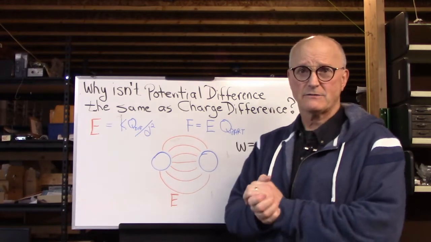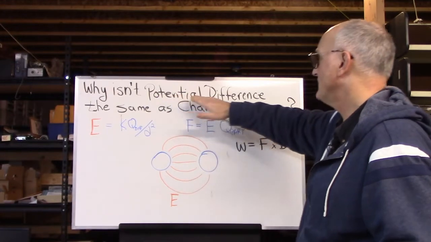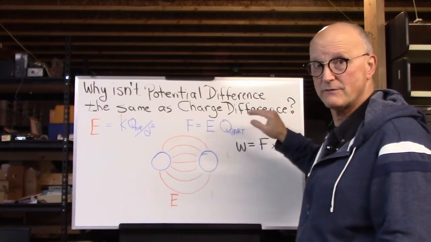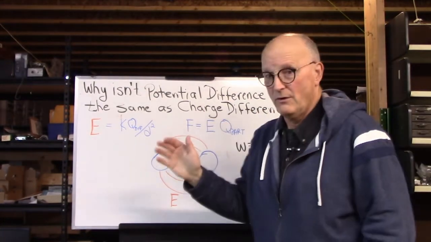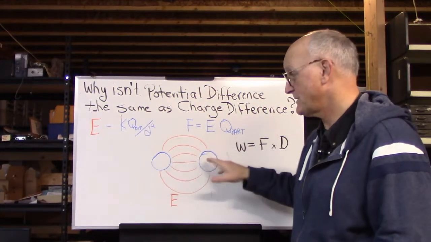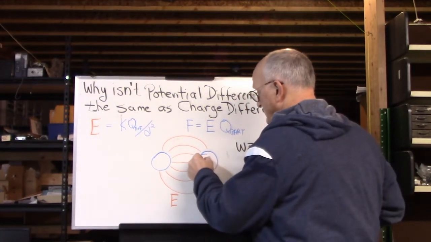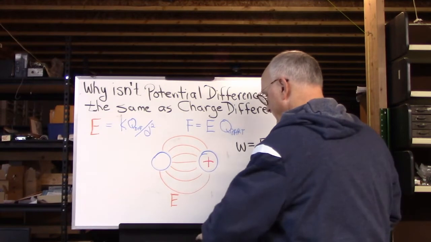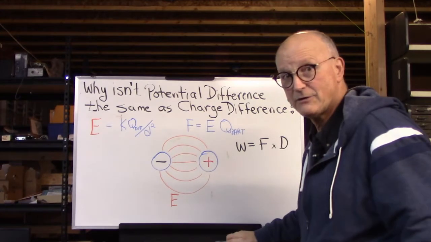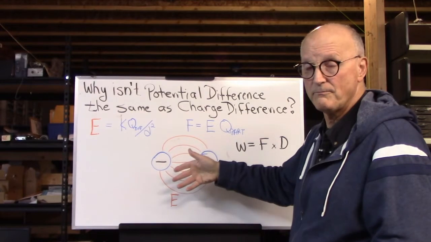All right, here's the extra credit homework. Why isn't potential difference the same as charge difference? Well, remember, you have two objects that have a difference in charge. One becomes positively charged relative to the other one. And an electric field is then between these two.